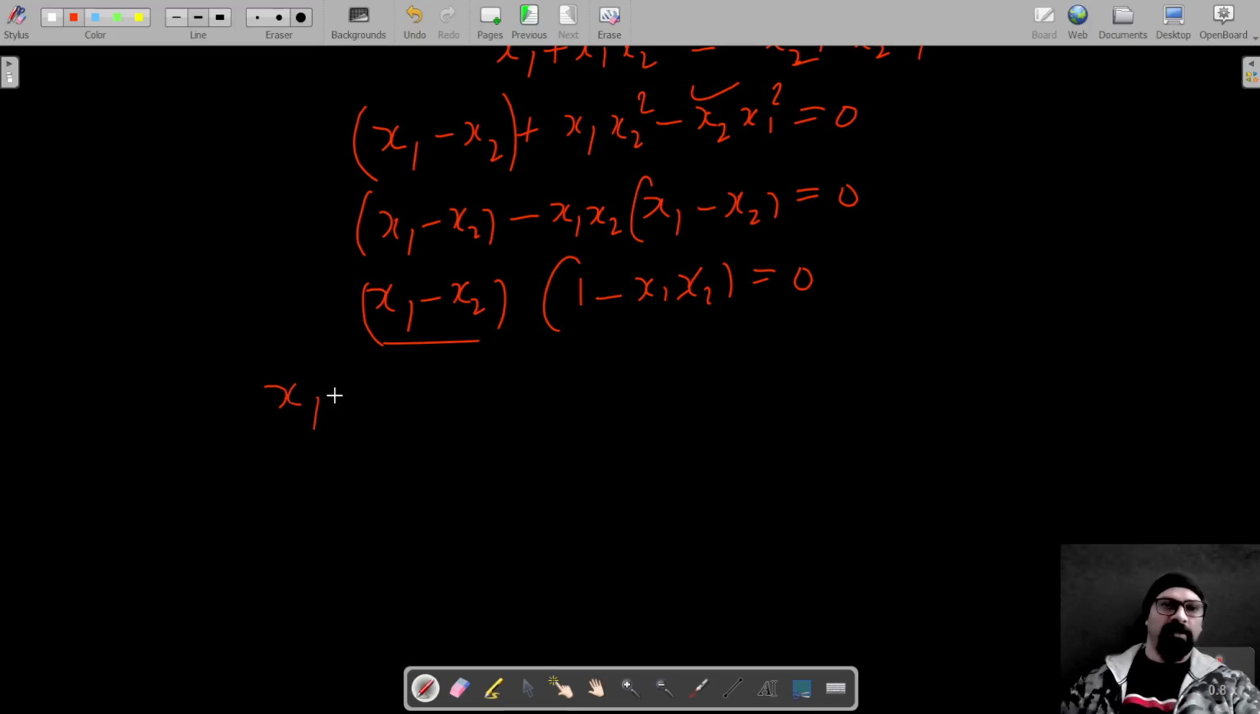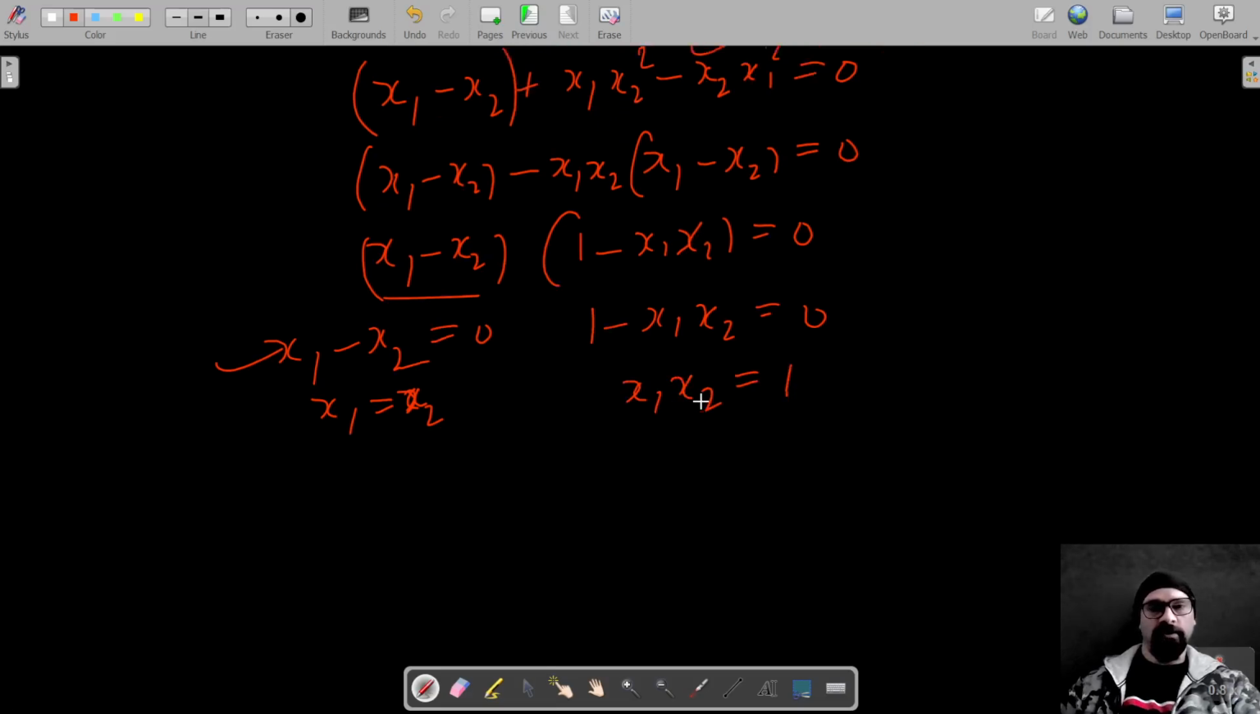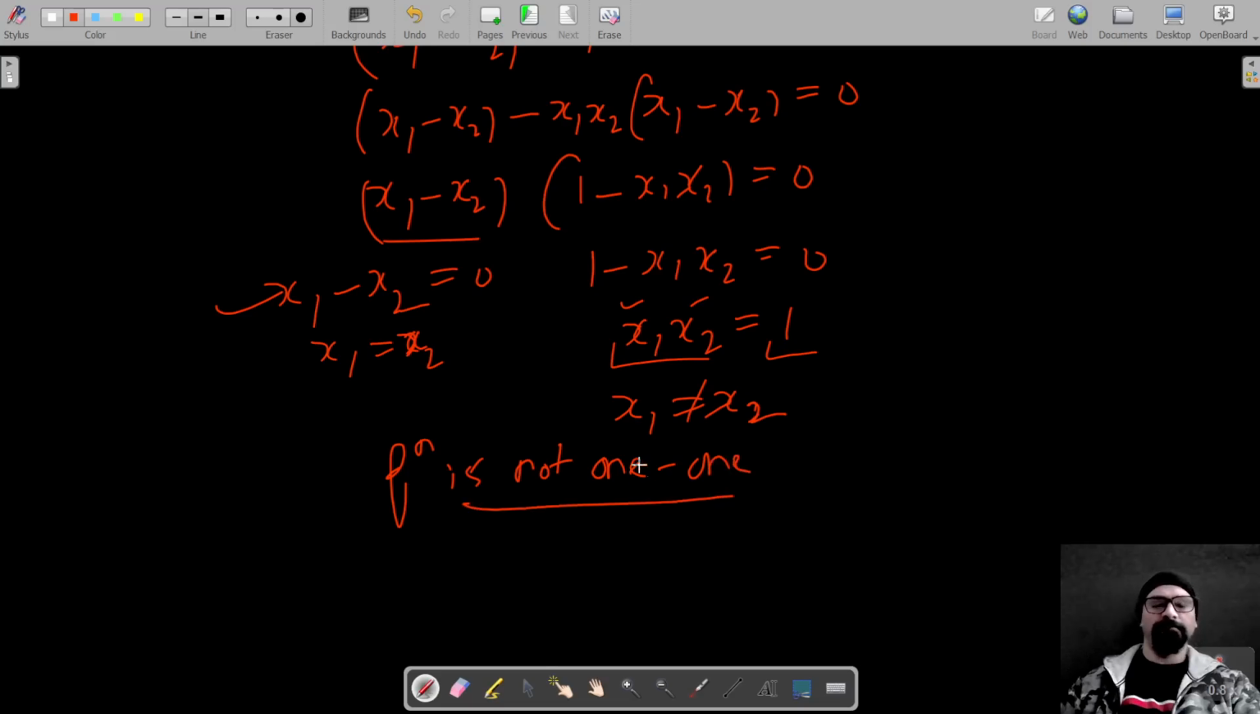So either x1 minus x2 is equal to 0, which shows that x1 is equal to x2. So in this case, it's one-one, but it should also satisfy this. So this gives me that x1 into x2 is equal to 1. So if x1 into x2, the product of two numbers, is 1, that means these two numbers are not the same. That is, x1 is not equal to x2. So that means the function is not one-one.